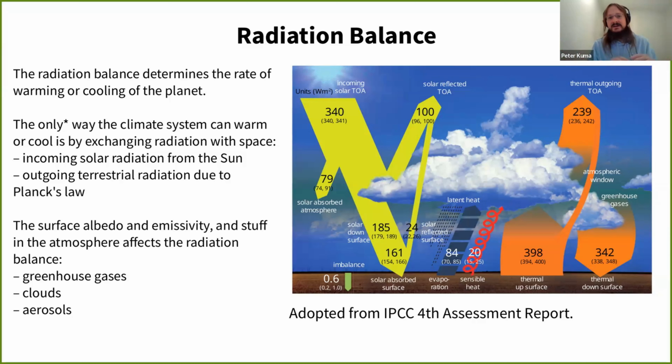So at the top of atmosphere, we calculate the incoming solar radiation, the outgoing longwave radiation, or terrestrial radiation, and the difference is how much the Earth is warming or cooling over time. That could be expressed in watts per square meter.